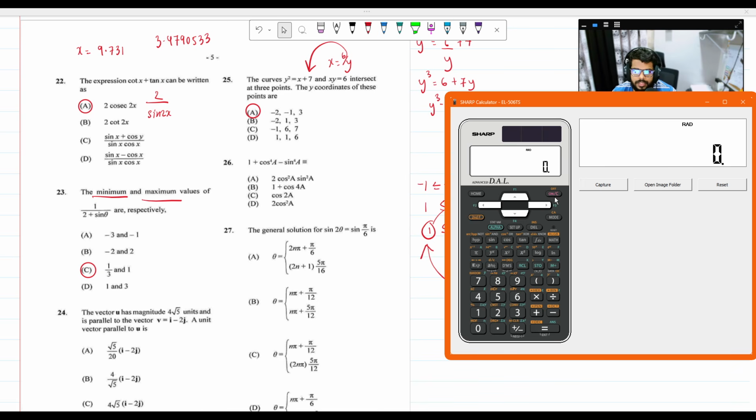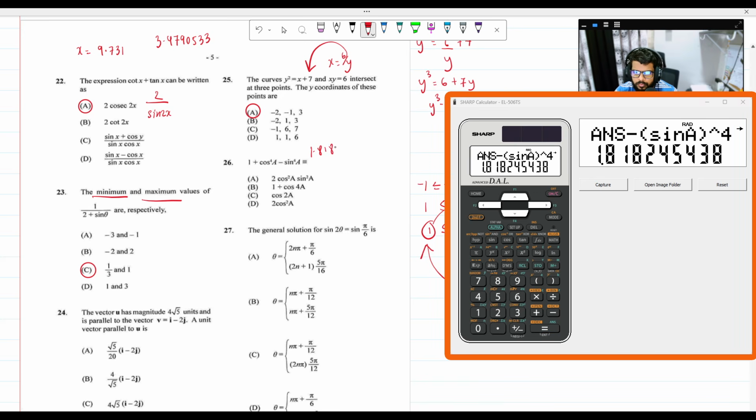1 plus cosine A to the power 4, open brackets, cosine A raised to the power of 4 is equal to that. And I had to take away, open brackets, sine A to the power of 4. Again, 1.8182 45438. I'm just writing the whole thing just in case, right?